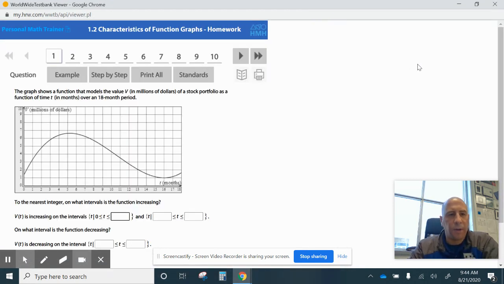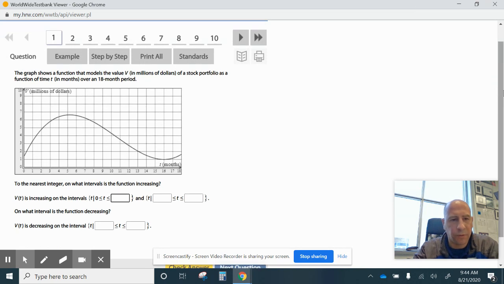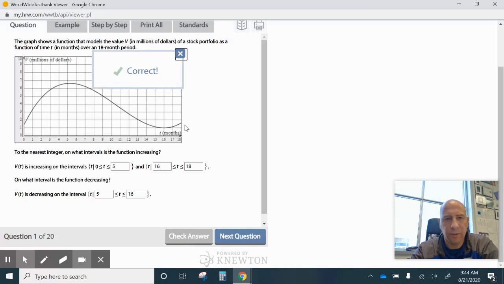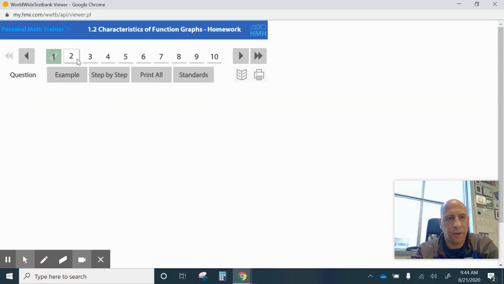All right, number one, the graph shows a function that models the value V in millions of dollars of a stock portfolio as a function of time in months over an 18-month period. To the nearest integer, on what interval is the function increasing? Okay, so it's increasing from 0 to 5, and then it's decreasing from 5 to 16, so that's right here where it's decreasing 5 to 16, and then it's increasing from 16 to 18. Check answer, correct.